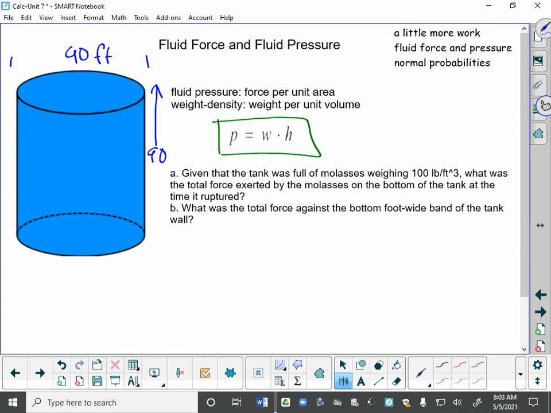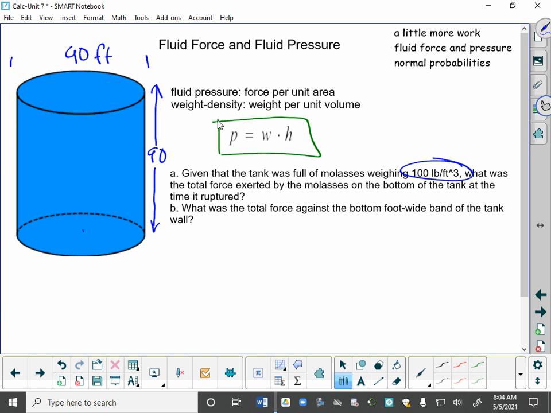So what we've got here is our tank, which is 90 feet wide and 90 feet tall. This is a large tank. Okay. And given that the tank was full of molasses, that has a weight density of 100 pounds per cubic foot. What was the total force exerted by the molasses on the bottom of the tank at the time that it erupted? Okay, so we want total force exerted on the very bottom part.